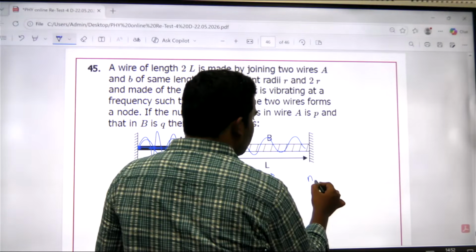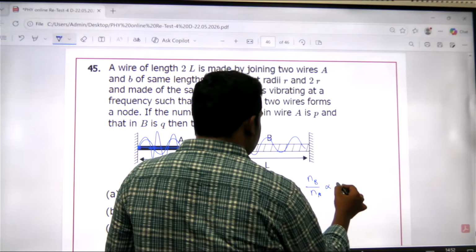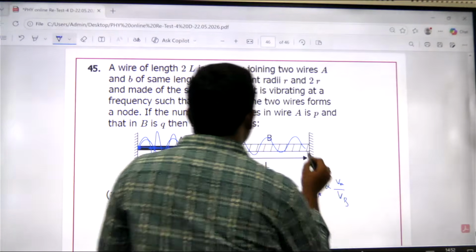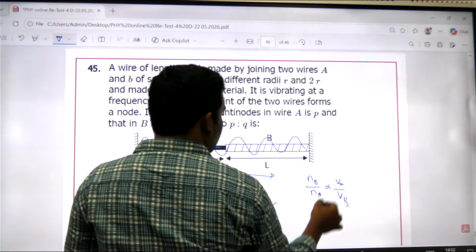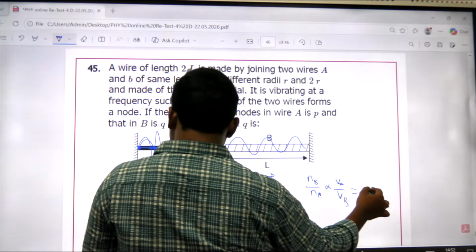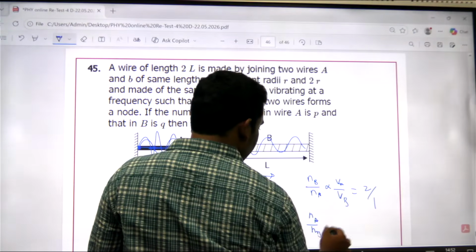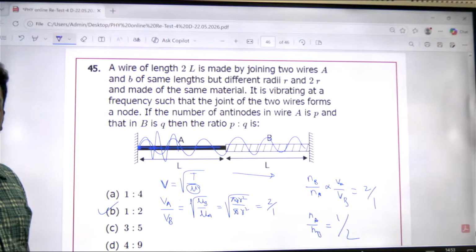The number of nodes or antinodes which are formed is inversely proportional to the velocity. So it is velocity of A by velocity of B. It is asking the ratio of P and Q. So it is Na by Nb. Va by Vb is 2 by 1. So Na by Nb is 1 by 2. So it is option B. Thank you so much.